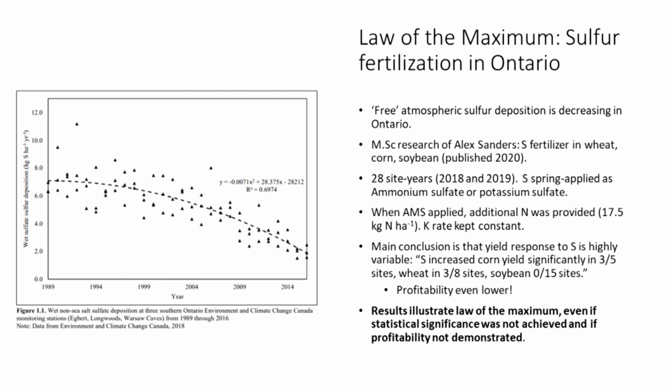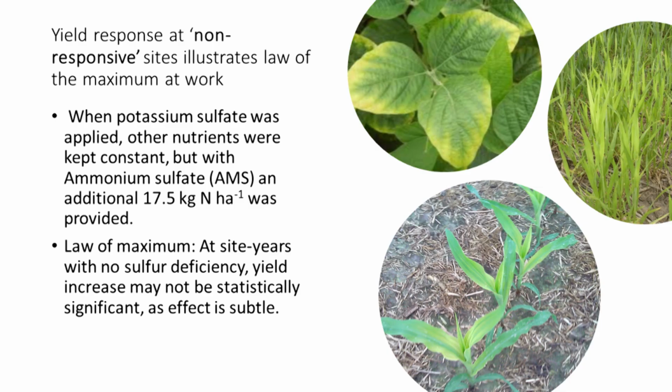Overall, most sites were not responsive, with no statistically significant yield response to sulfur: 3 of 5 corn sites, 3 of 8 wheat sites, and 0 of 15 soybean sites. So most sites were not responsive to sulfur fertilizer. I want to show you data now just from the non-responsive sites, where Alex said in his thesis yield was not responsive to sulfur fertilizer, because this will show you what I'm talking about, the law of the maximum.